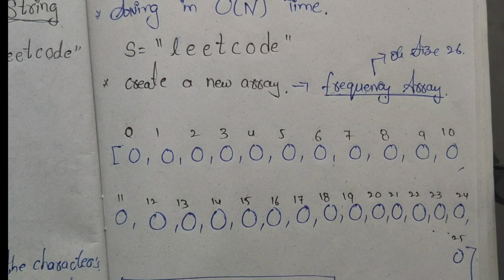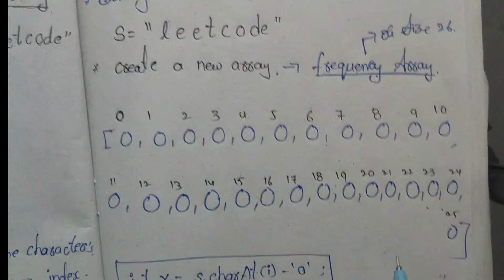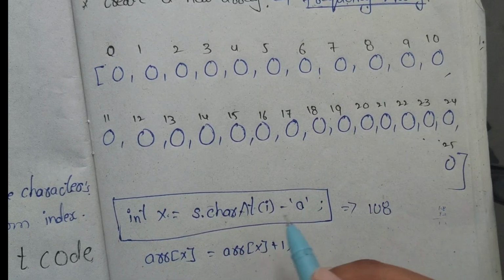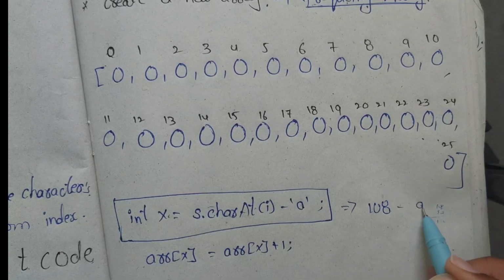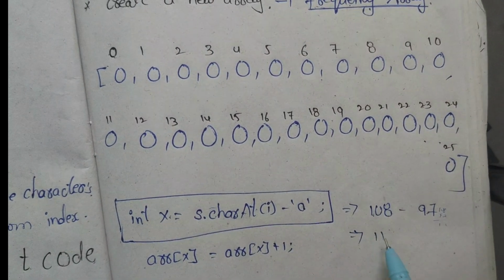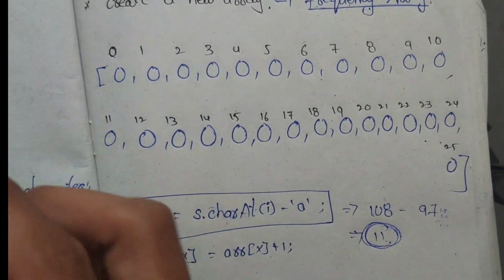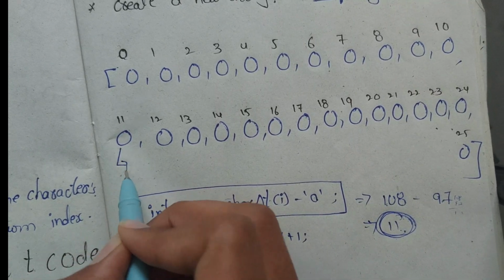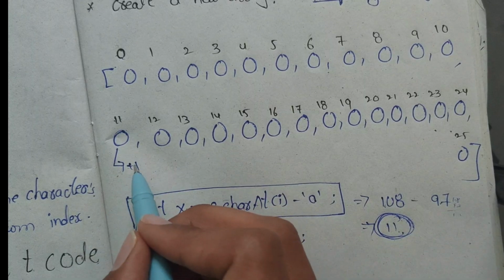Now let us see how we are going to increment the count value at the index position of L. So here L is there, right? The ASCII value of L is 108. So we are subtracting the ASCII value of A from 108. The ASCII value of A is 97. So if you subtract 97 from 108, then you will get 11 as the answer. So at index position 11, we have to increment this value by 1. So at index position 11 means this only, right? So I am incrementing this value by 1. So now at the 11th index we have the value 1.